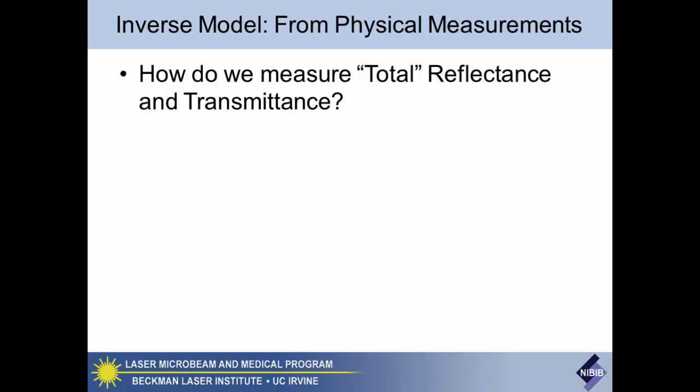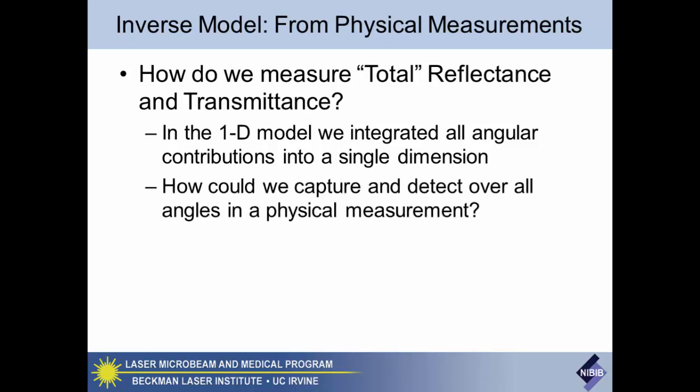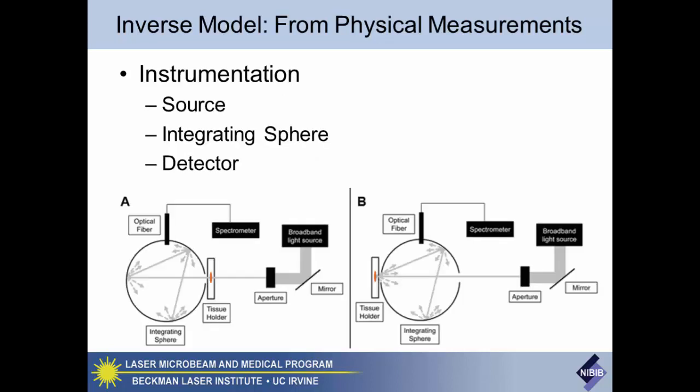So now we're getting into how do you actually physically make a measurement of a one-dimensional model in a three-dimensional world. So in the 1D model, we integrated all the angular components into a singular dimension. But how would we capture and detect overall angles in a physical measurement? So that's where this thing called an integrating sphere shows up. So no surprise, integrating sphere literally means it's a physical integration of all angles.